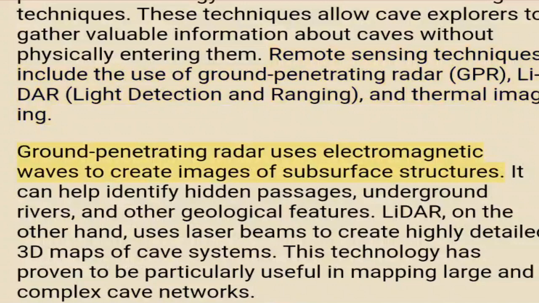Ground-penetrating radar uses electromagnetic waves to create images of subsurface structures. It can help identify hidden passages, underground rivers, and other geological features. Lidar, on the other hand, uses laser beams to create highly detailed 3D maps of cave systems. This technology has proven to be particularly useful in mapping large and complex cave networks.